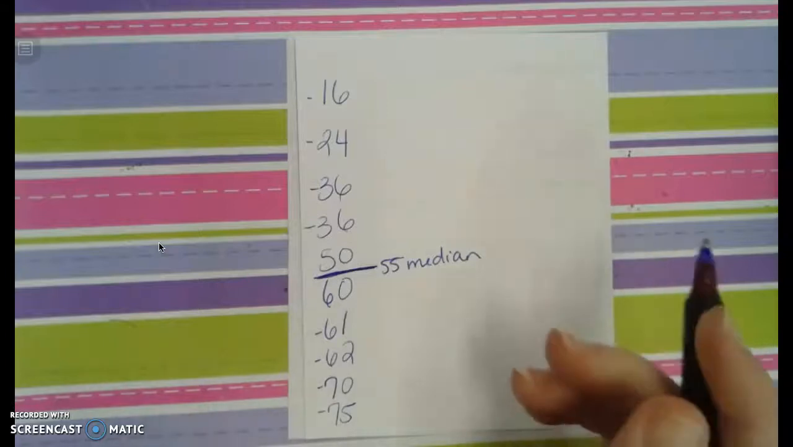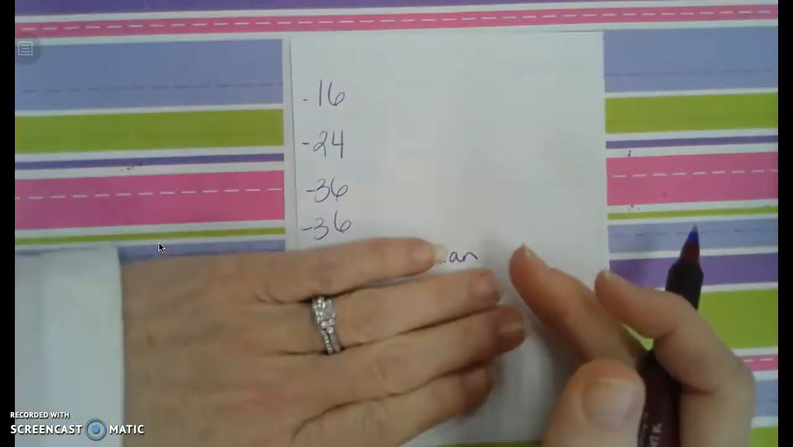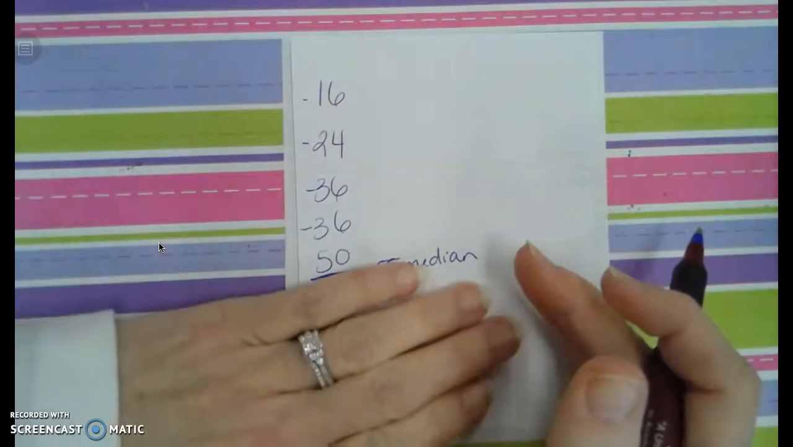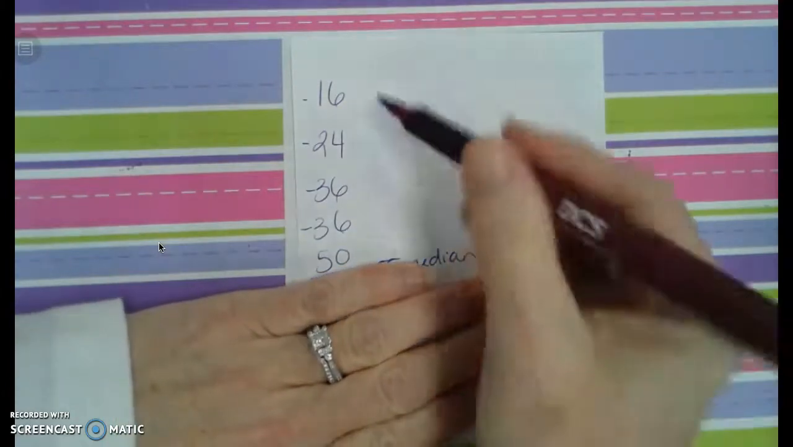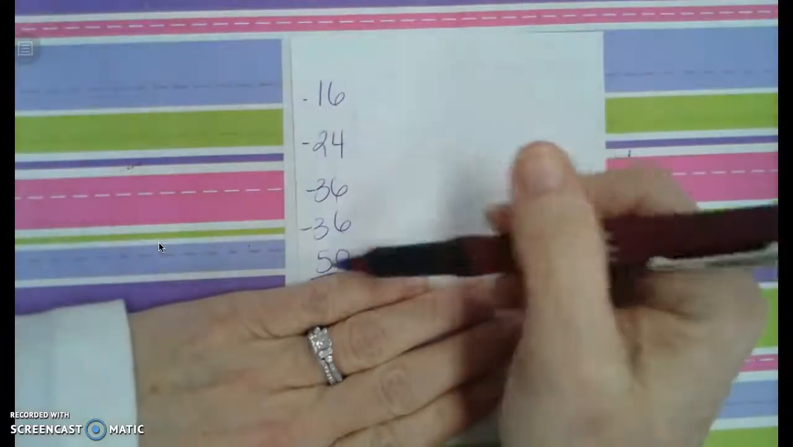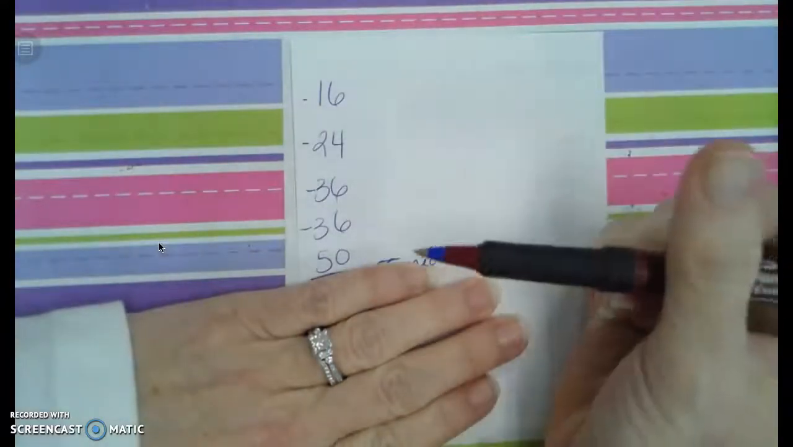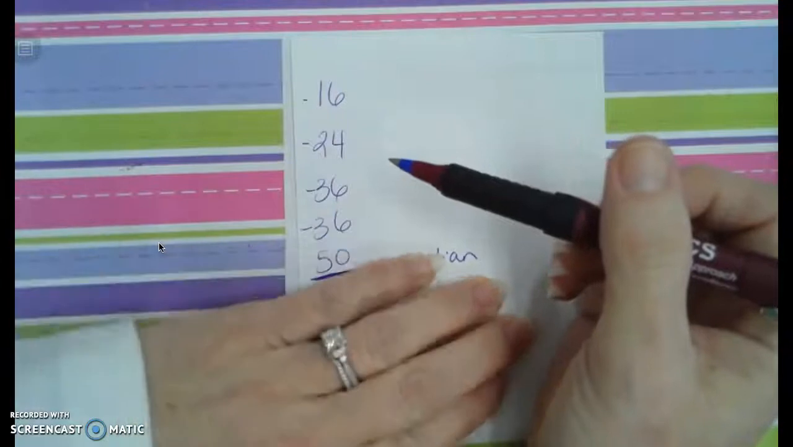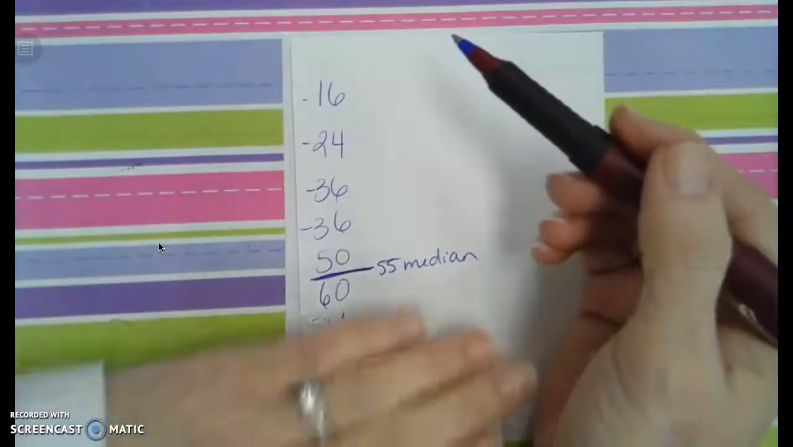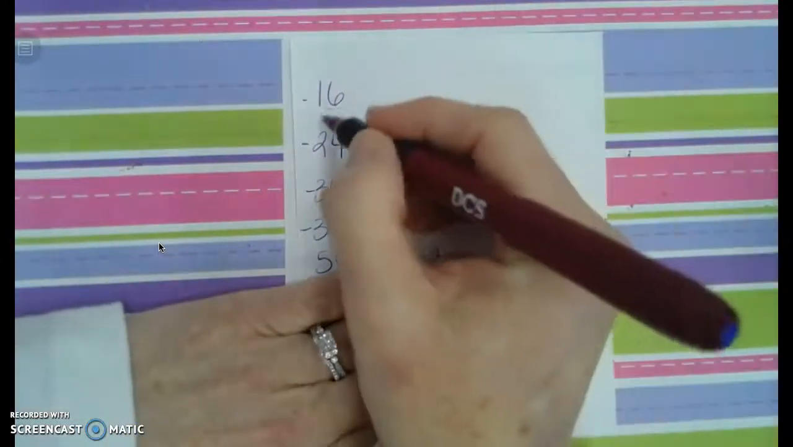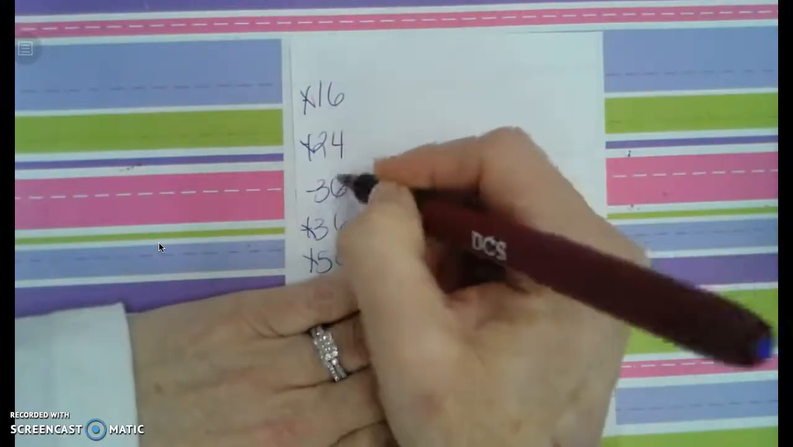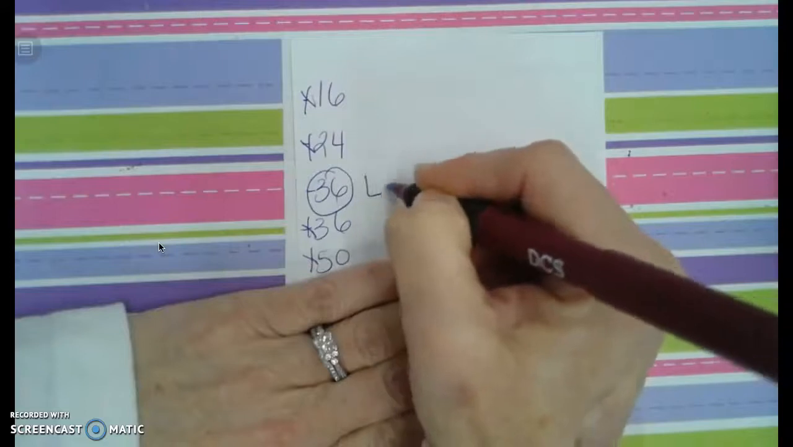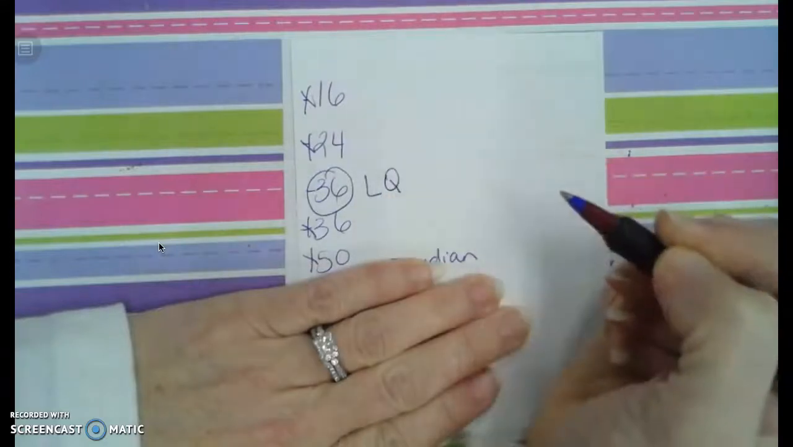Now here's where a lot of people make mistakes. I don't cover up that 50. My median is not 50. My median is 55. So when I find the median of my lower numbers, looking for my lower quartile, do not cover up that 50, because that's going to mess you up if you do, because the median is 55. So top, bottom, top, bottom. So now this is going to be our lower quartile, okay?